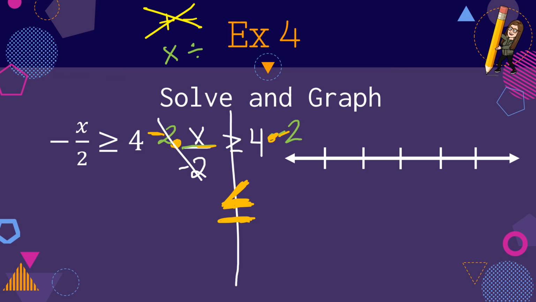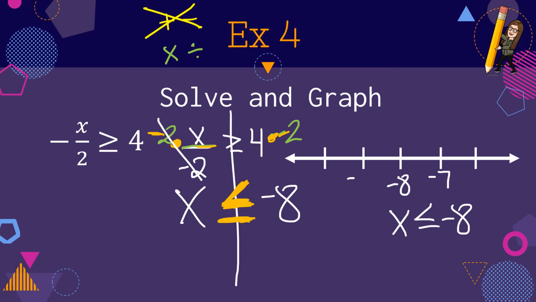Alrighty, the opposites go away, the x falls down. 4 times negative 2 is negative 8. Perfect, my letter's first. On my number line, I'm going to have negative 8. Look at the order of those numbers. My dot on this one is going to be colored in, shaded, solid. Solid because it's or equals to. And again, we're going to go left. It's less than.